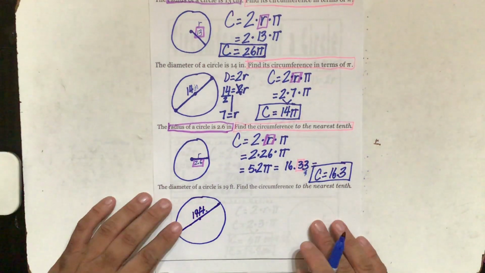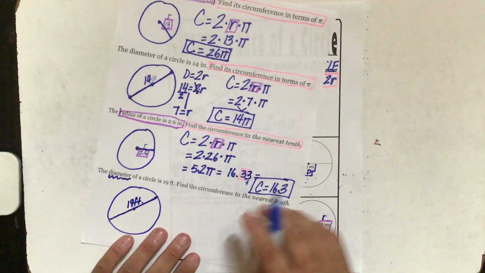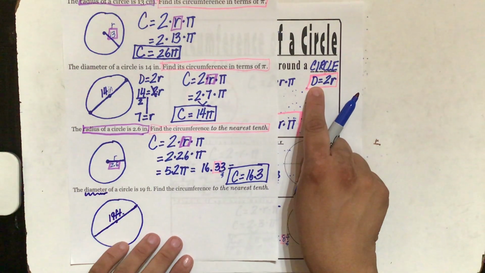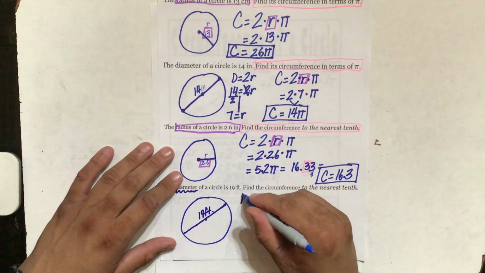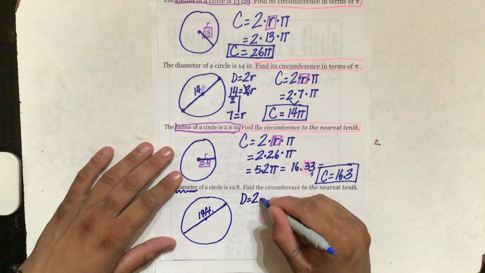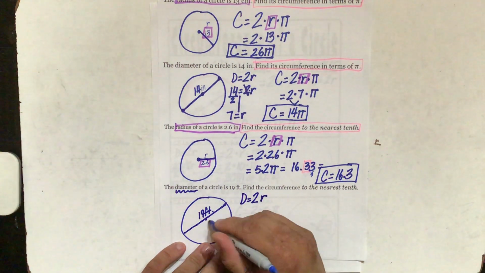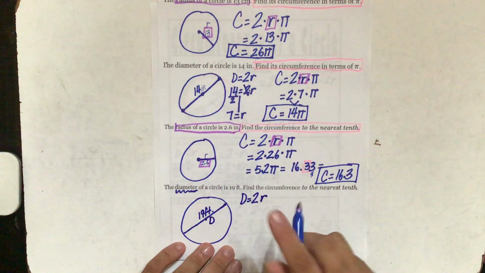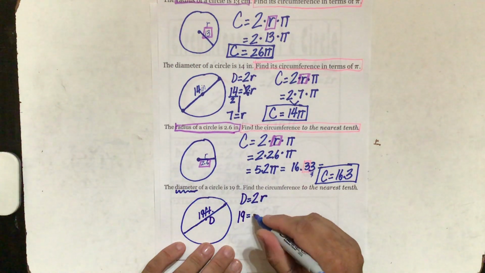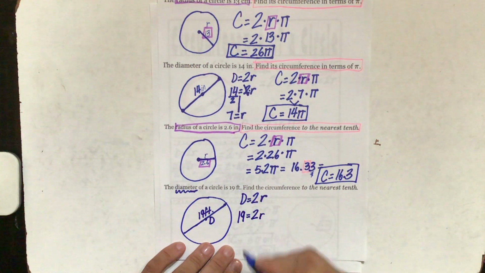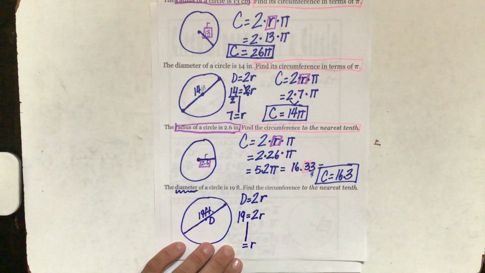Right? So since we have a diameter, they tell us the diameter. I need to use my D formula. D equals 2R. Well, I know what D is. My D, this is D by the way. My diameter is 19. So I'm going to substitute 19 for D, is equal to 2R. And I draw my line of separation, and I want to get R by itself.